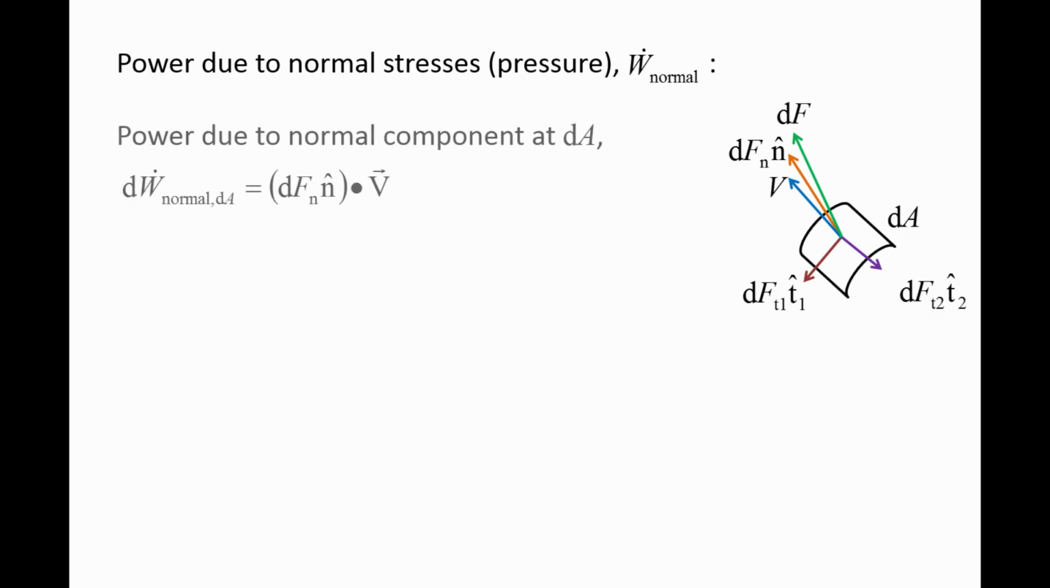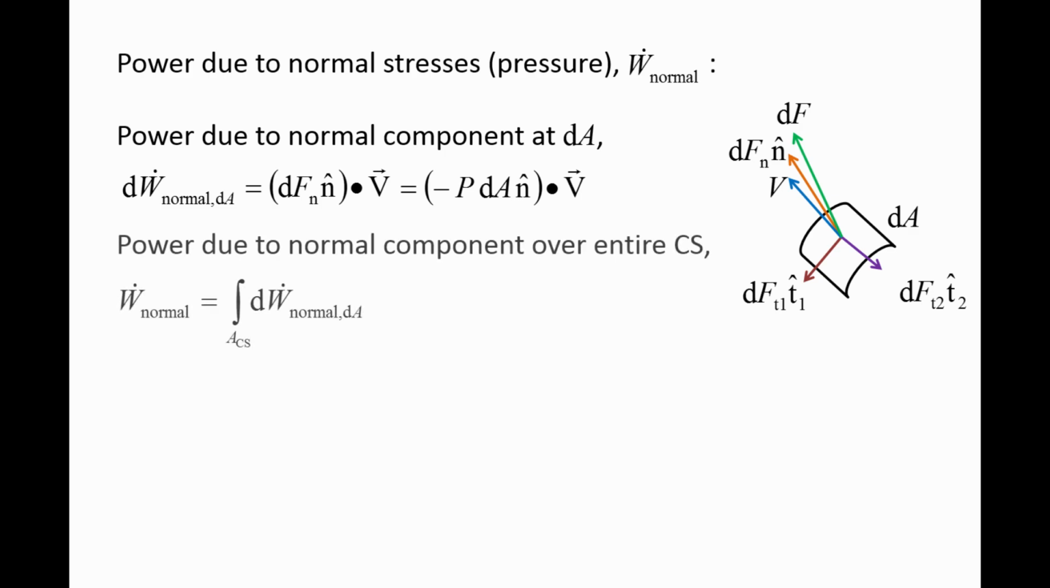The small amount of power, due to the normal component of the force acting on the small surface area, is denoted as dW normal dA dot, which is equal to the dot product of the normal component of the force, dFn n hat, and the velocity vector v. The normal component of the force is assumed to be the negative pressure times area dA. The negative sign appears because the pressure always points inward on control surfaces.